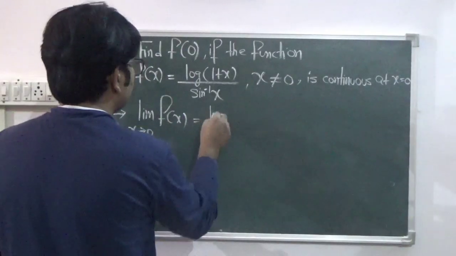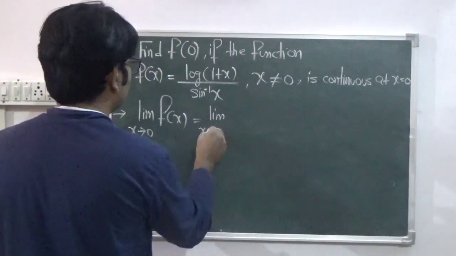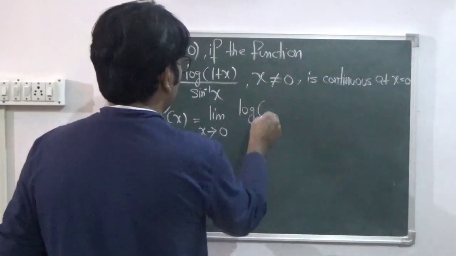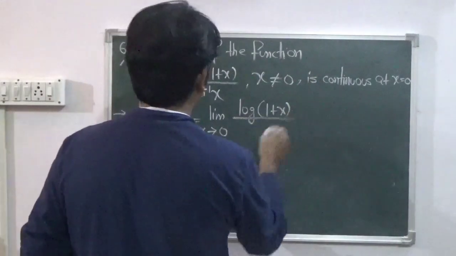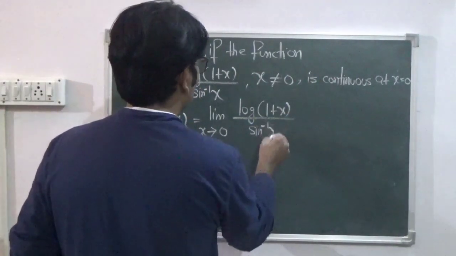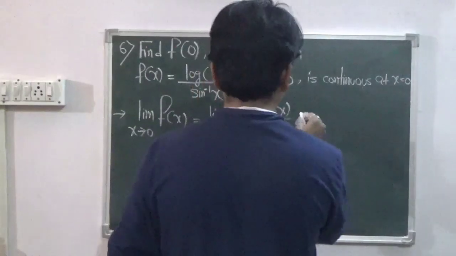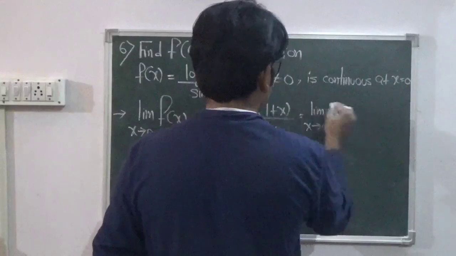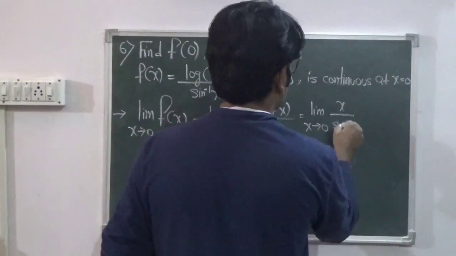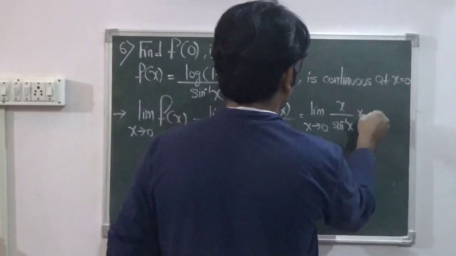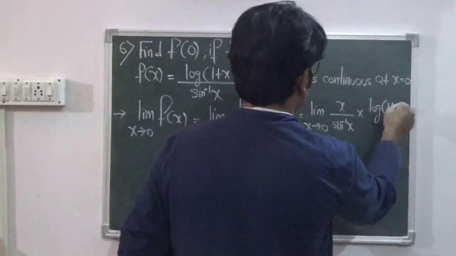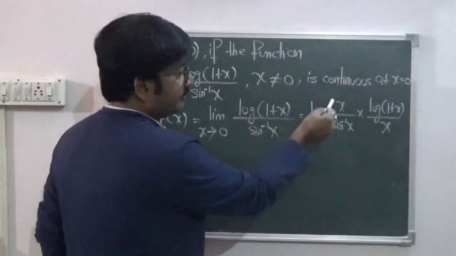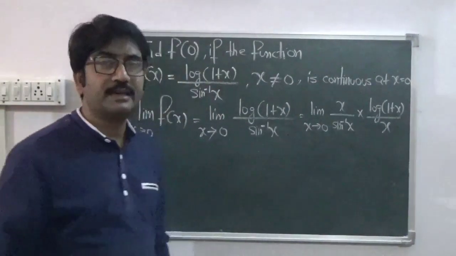This is equal to limit x tends to 0 log of 1 plus x by sine inverse x, which equals limit x tends to 0 x by sine inverse x into log of 1 plus x by x. What we have done is this, we have multiplied the numerator and the denominator both by x.